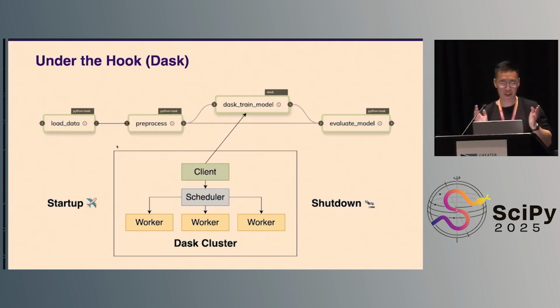So this is how it works for Dask, but it's the same for Ray, the same for Spark. It's the same idea. It spins up a cluster and spins it down, which is very good if you care about not leaving clusters running. So that's Dask. That's how it works underneath the covers.